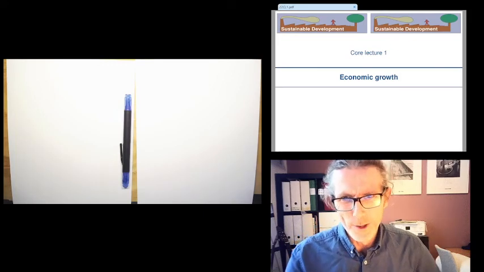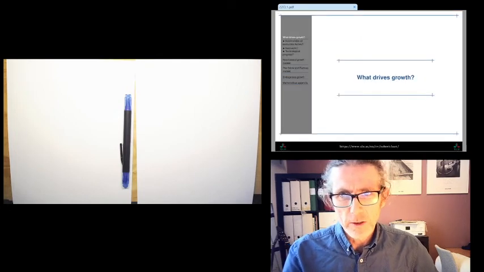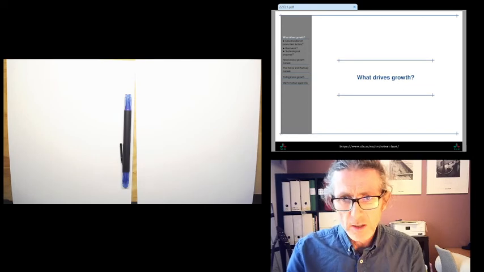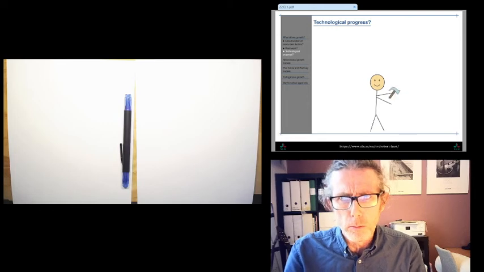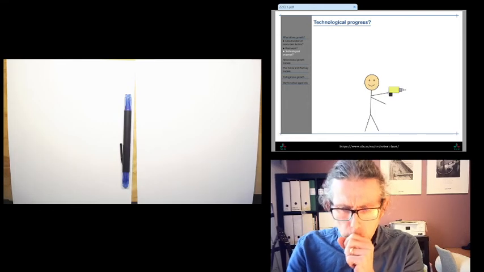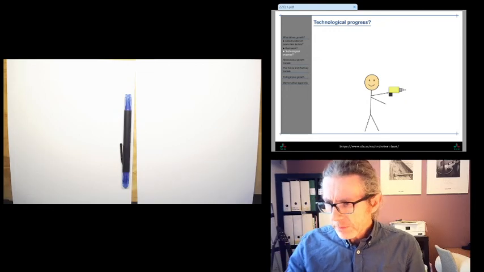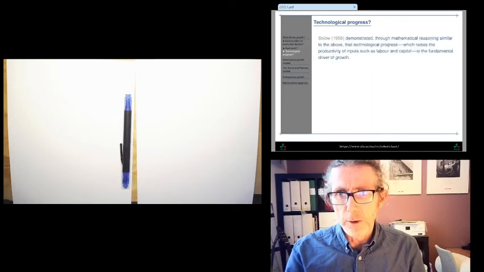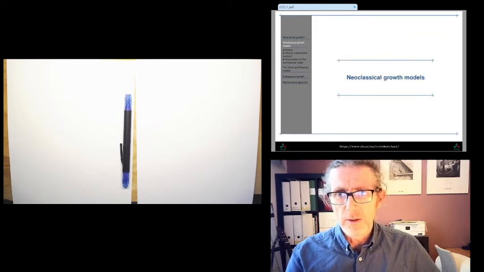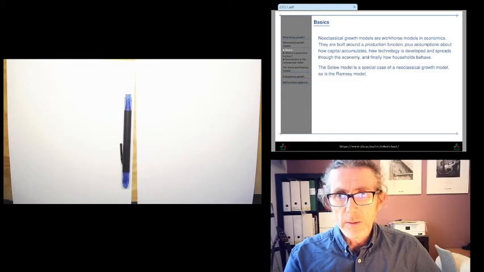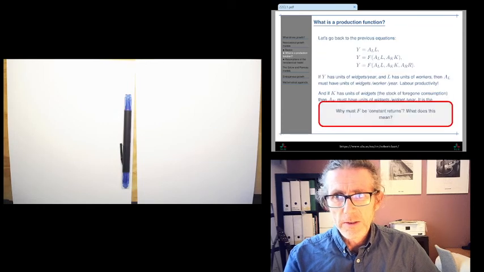Okay, more economic growth. And I'm going to remind myself where we got to. So, yeah, we did this very quick overview. What drives growth? And we found that it's technological progress. Then we started looking at neoclassical growth models. Right, and we looked at the basics. And we looked at what a production function is.